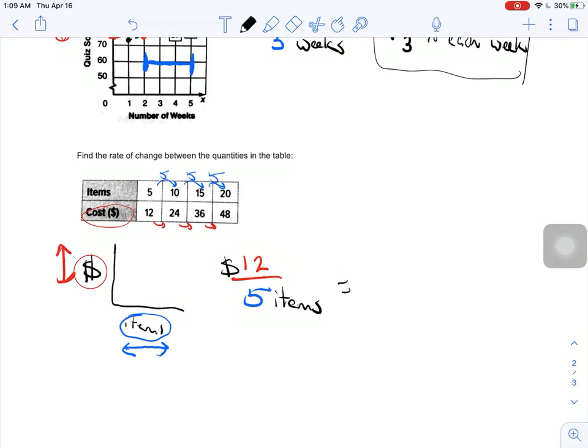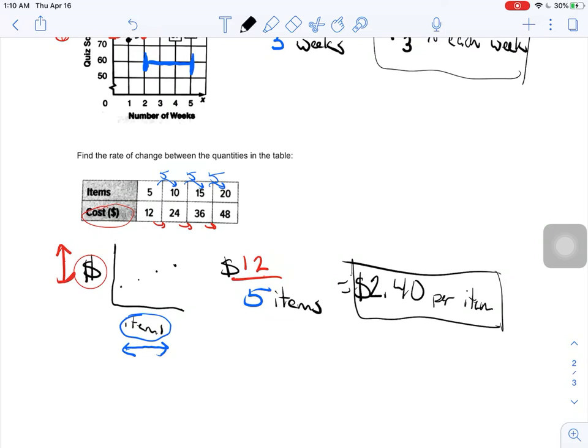Kind of like we did on the last problem, you could change that to a proper fraction or a mixed number. So in this case, we're working with money, so it might make sense to divide that, because we don't usually track money as a fraction. We track it as a decimal. So if I did 12 divided by 5, that gives me 2.4, which is $2.40 per item. So that's what your rate of change is telling you, is basically how much does the cost increase for each item. And this graph, if we graphed it, it would be going up. So this is another positive rate of change. So that is what your rate of change looks like.